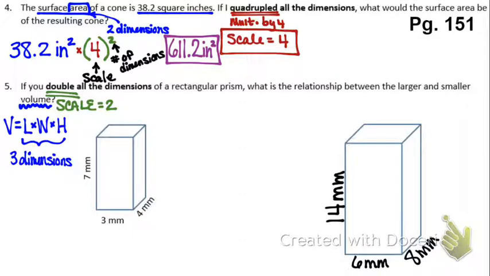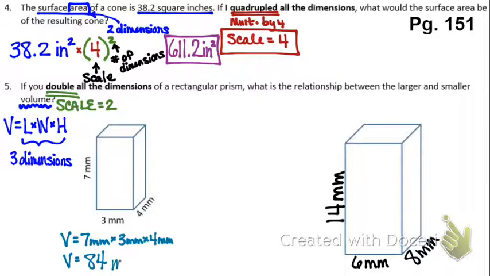Let's find the volume of this smaller one first. If I want to find the volume here, length times width times height, what am I multiplying together? 7 millimeters times 3 millimeters times 4 millimeters. So let's pop that into our calculators and see what we get. How much? 84. That would be 84 what? What would our units be there?